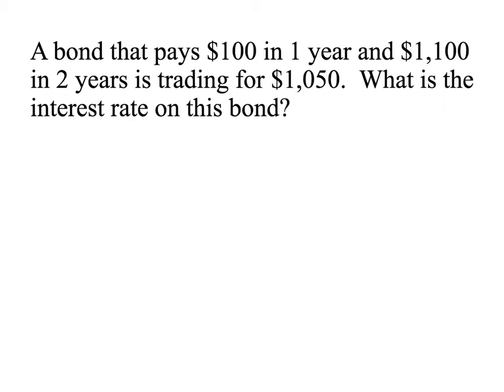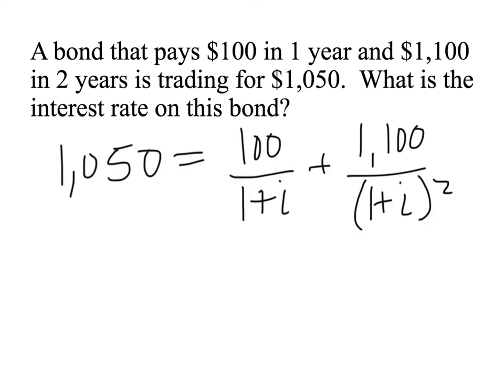The important part of this problem is setting it up correctly. We know that the present value is the price, and that's $1,050, and that'll be equal to the present value of $100 in 1 year plus the present value of $1,100 in 2 years. And we write this all in terms of the interest rate which we're trying to solve for. This may look a little intimidating if you want to solve for I until you make the following substitution. Let's let x equal 1 divided by 1 plus I and do a little rearranging.